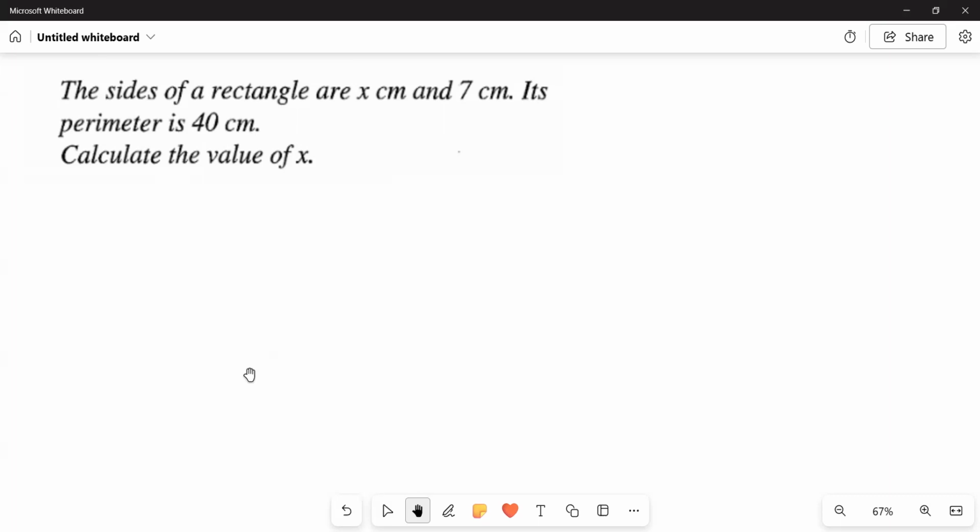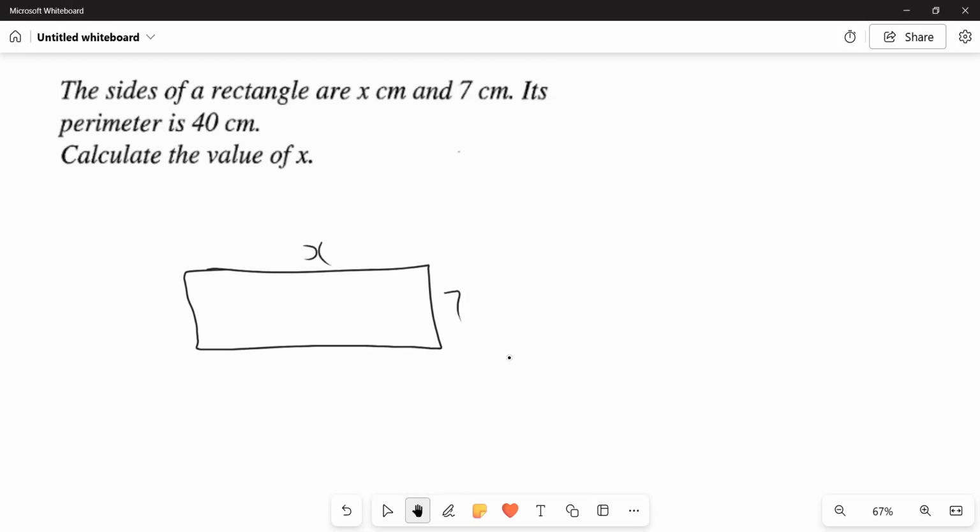Good. So what you want to do here is model this problem. It so happened that this problem lends itself to a diagram. It's talking about a rectangle. So the first thing you want to do is maybe sketch a rectangle. The sides of this rectangle are X and 7 cm. I'm not certain which one is which. Well, you can put X here, you can put 7 here, or you can put it the other way around, because you're not certain.